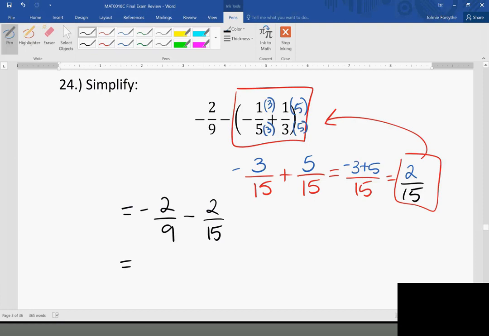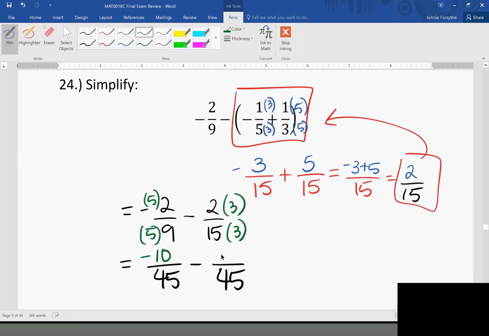And I'm not going to just multiply 9 times 15, because I do know that 45 is a multiple of 15 and 45 is also a multiple of 9. So I'm going to use 45. So to go from 9 to 45, I multiply it by 5. So I'll get negative 10 over 45. And then to go from 15 to 45, I multiply it by 3. So I have negative 6 over 45.